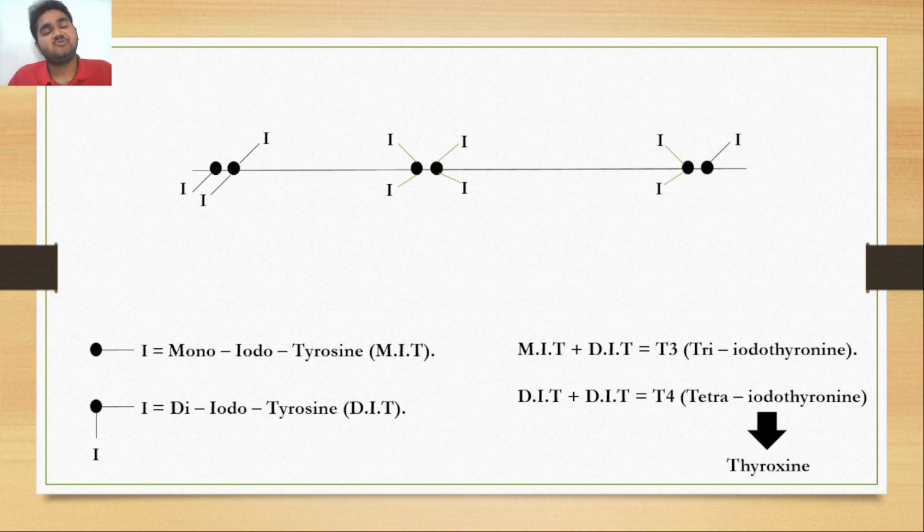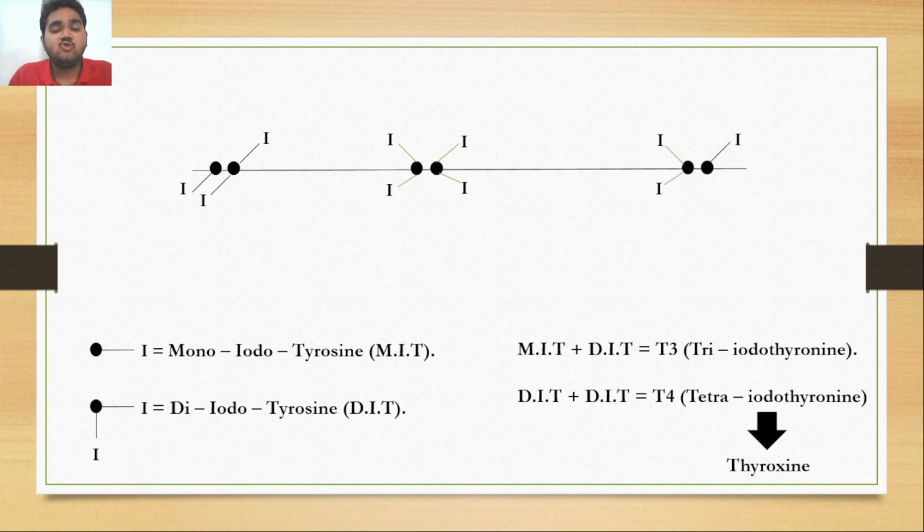Now whenever DIT and DIT join together, that particular phase will give rise to the synthesis of our second important thyroid hormone, and that second important thyroid hormone is our T4, and that T4 is known as tetraiodothyronine. And this T4 has another name as well, that is thyroxine.